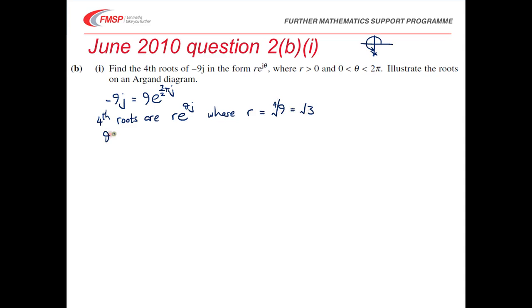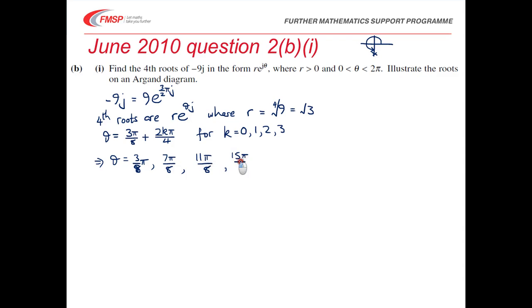Our first value of theta is 3 pi over 2 divided by 4, which is 3 pi over 8. And the other values are a quarter of the way round, so 2k pi over 4 for different values of k, so for k equals 0, 1, 2 or 3. So theta is 3/8 pi, 7 pi over 8, 11 pi over 8, or 15 pi over 8.